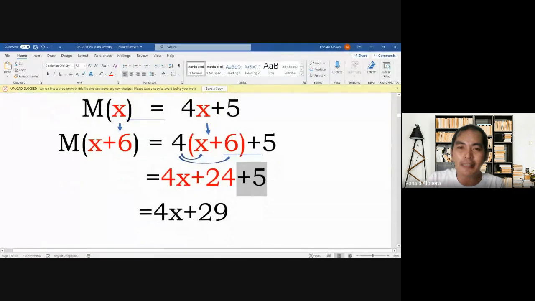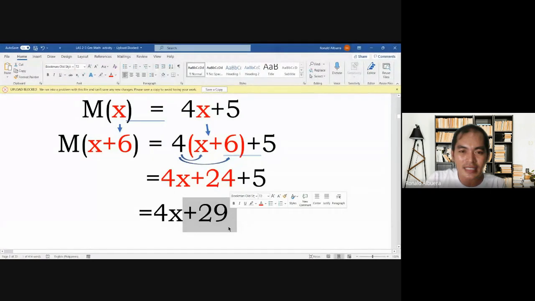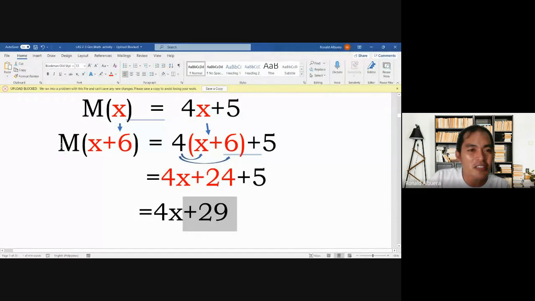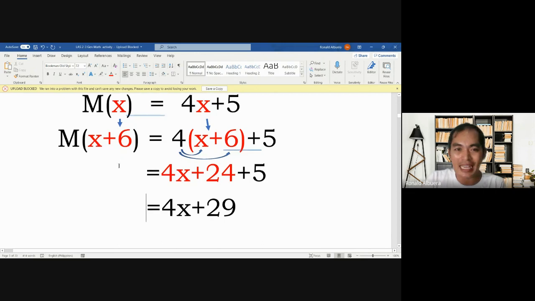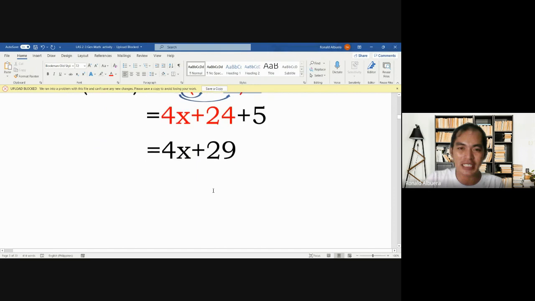Then simplify. Since 4x is only 1 without similar terms, so you need to copy. But then positive 24 and positive 5 are similar. Adding the same sign, add the number, and copy the sign. So this is the final answer. If you notice, hindi ko na kinopya yung m of x plus 6. It's understood that in the left side, pag wala dyan nakalagay, meaning kinopya lang po yan. And this is now the answer when the function m is evaluated by x plus 6. We have 4x plus 29.